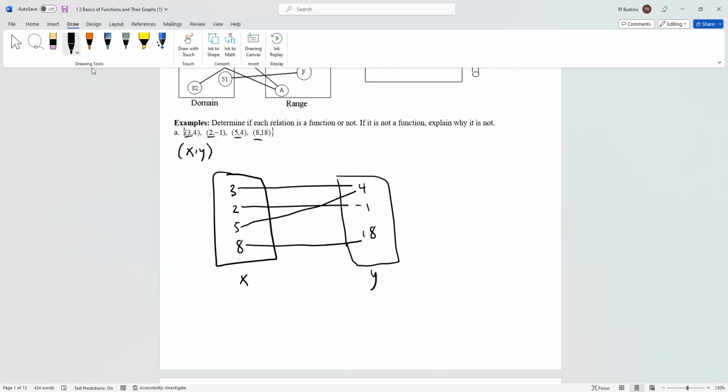Now, remember it said that for every value in set A, or in this case set X, we can only have one value in set Y. Each one of the values of X only goes to one Y. So this is a function. Now let's see what the contrary would be.